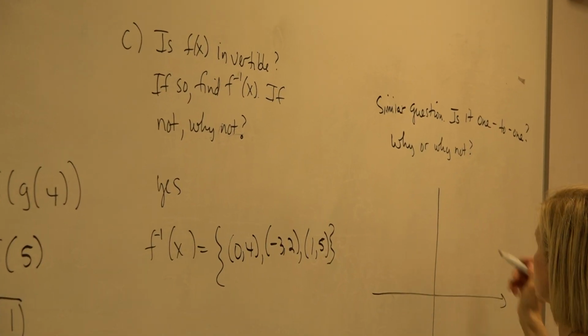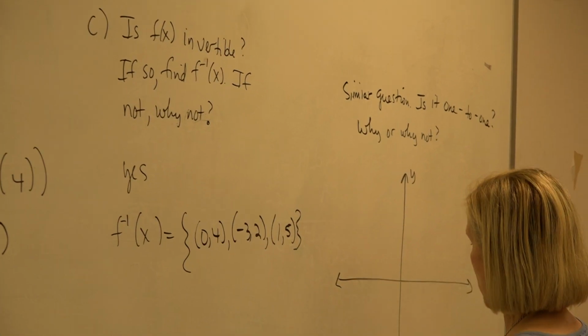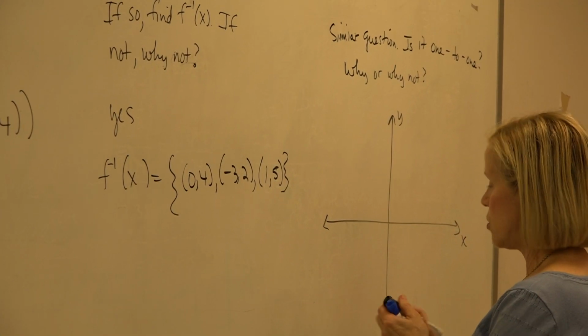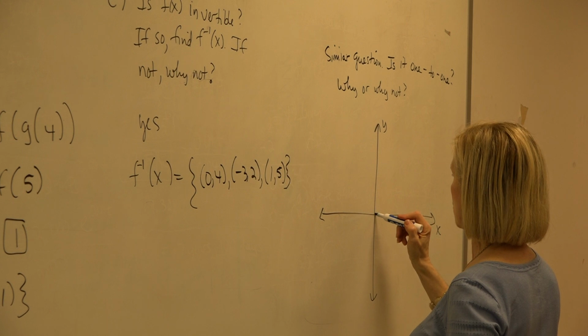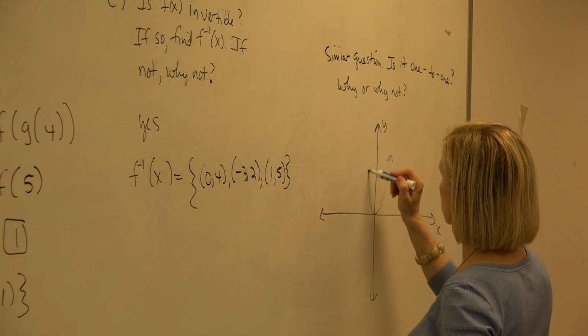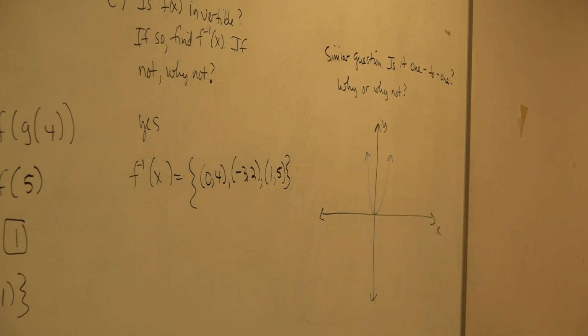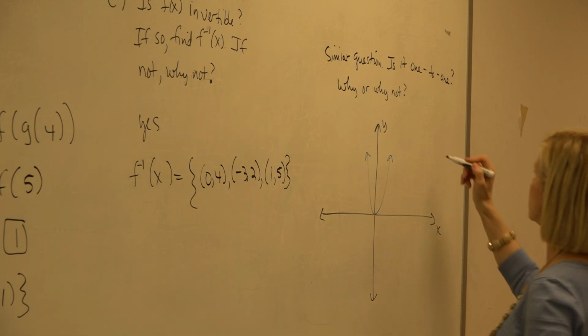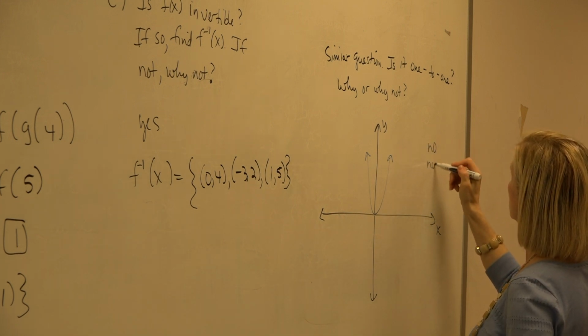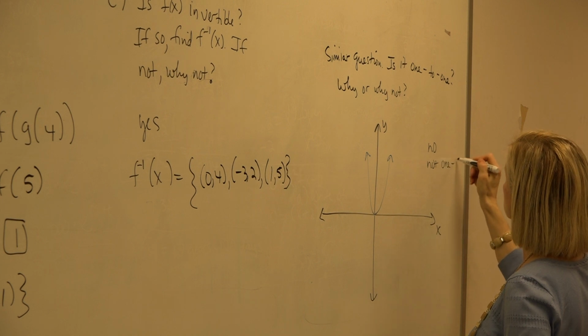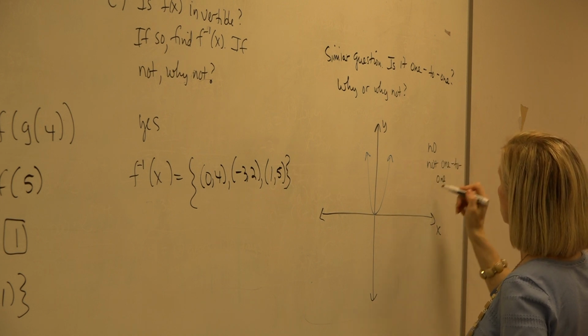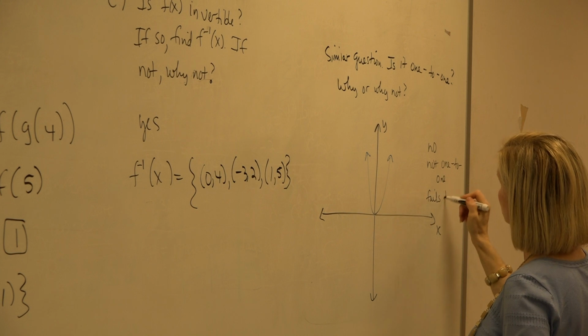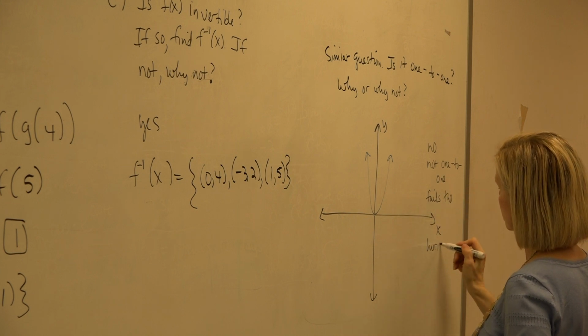Okay, so suppose we have, again, this would be a graph. Suppose we have a good old parabola. We know that's a function, it passes the vertical line test. Is it a one-to-one function? No. Why is it not a one-to-one function? It doesn't pass the horizontal line test, right? So, not one-to-one. Fails the horizontal line test.